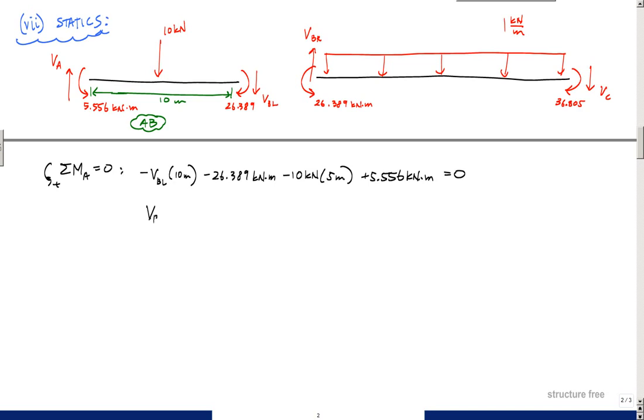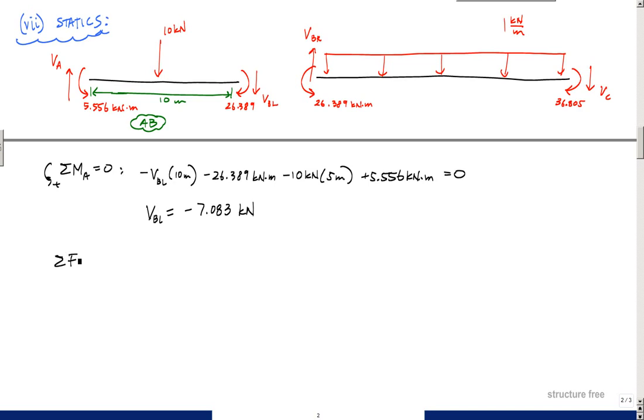And so here, VBL is equal to, just plug and chug, minus 7.083 kilonewtons right here. And hopefully that number's right. I'd rather get my units right and be a little bit off in the numbers. But anyway, it's your preference. All right.